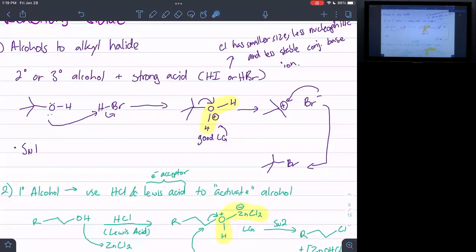Does anyone remember why those are strong acids and not the other halogens? Yeah. So the conjugate base of HBr and HI are going to be more stable because of atomic size. If you have HCl or HF, those are going to be less stable conjugate bases because they're much smaller atoms. So you can only use HI or HBr.